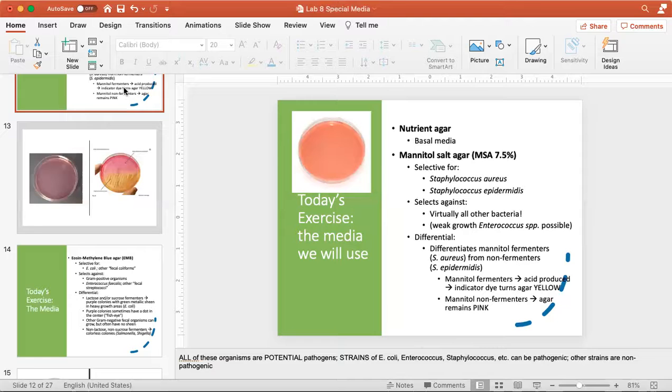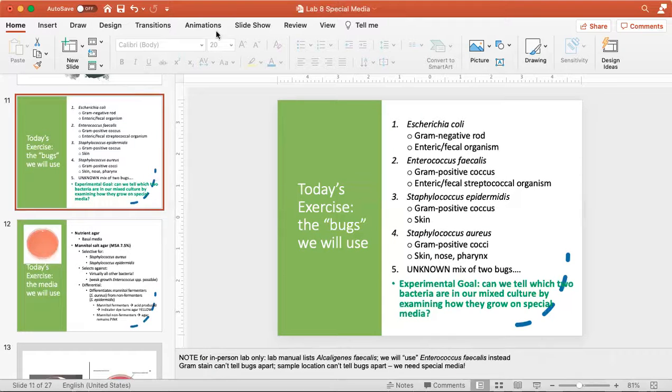So of our 4 microbes, E. coli, Enterococcus, Staph epidermidis, Staph aureus, 2 of them should grow well on MSA. 1 of them should grow poorly on MSA. And 1 of them shouldn't be able to grow on it at all.